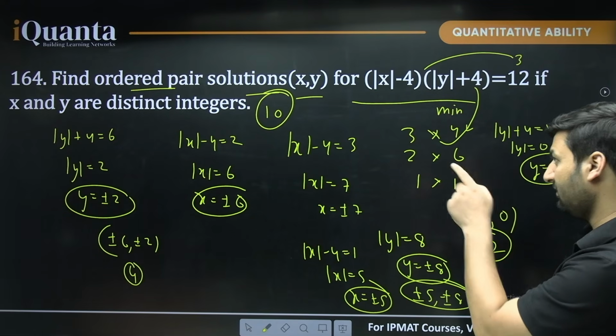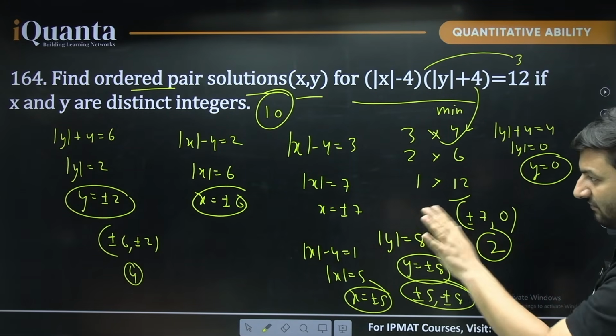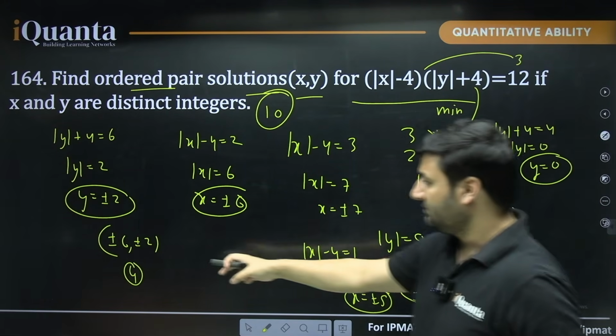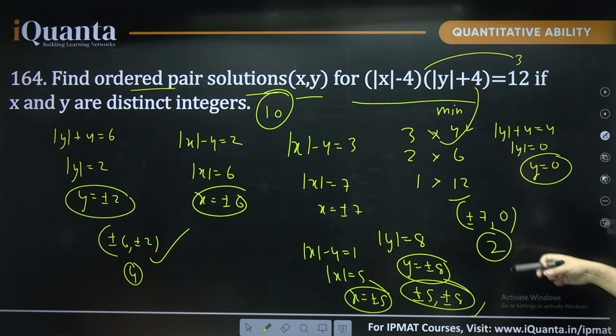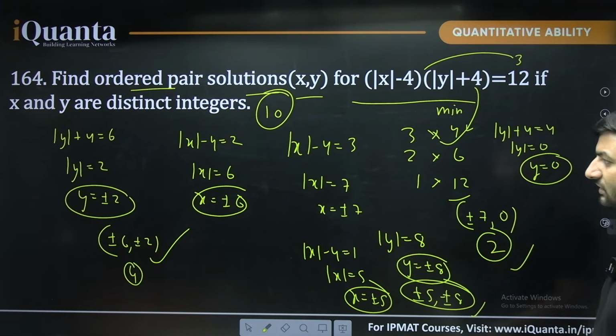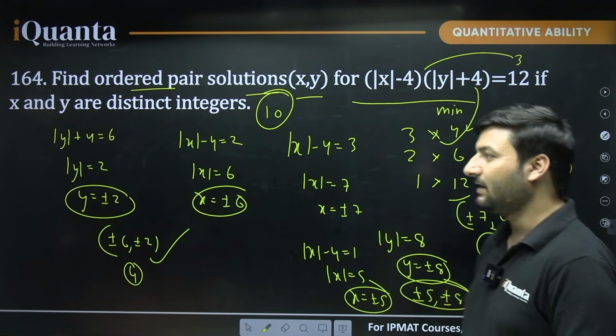But they were also saying distinct. Have we counted that? Are these all distinct? Yes, they are distinct. Are these all distinct? (5, 8), (5, −8), yes, (7, 0), (−7, 0). They all are distinct, there will be 10 solutions. I hope this question is clear.